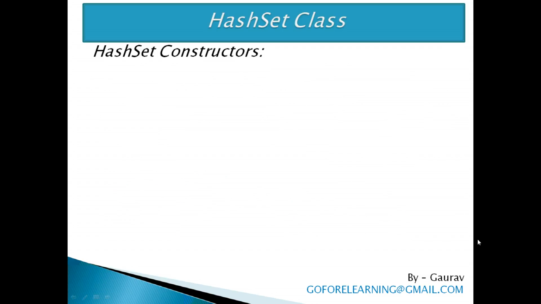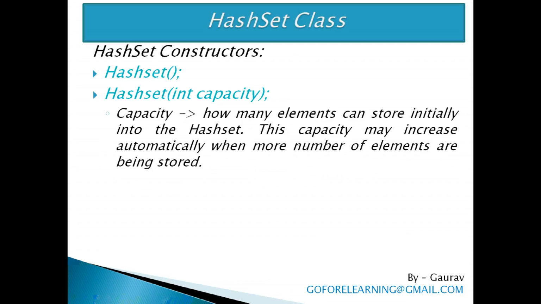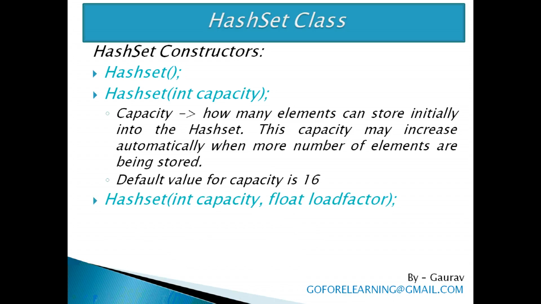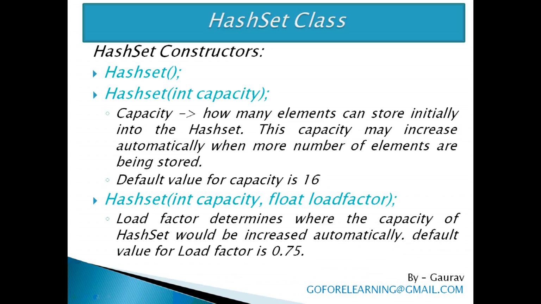The following constructors are available: HashSet() and HashSet(int capacity). Here capacity means how many elements can be stored initially into the HashSet. This capacity may increase automatically when more elements are being stored. The default value for capacity is 16. Another constructor is HashSet(int capacity, float loadFactor). Load factor determines when the capacity of the HashSet would be increased automatically. The default value for load factor is 0.75.